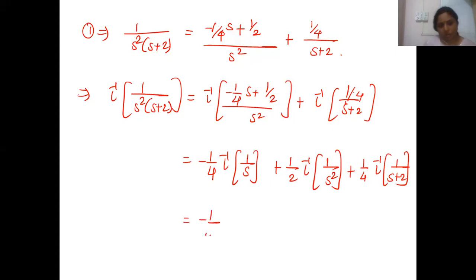So now we know all of them. So Laplace inverse of 1 by s is? 1. Correct. Plus 1 by 2 into this, which is? t. Right. Plus 1 by 4 into this, which is e raised to minus 2t. Done. This is your answer.